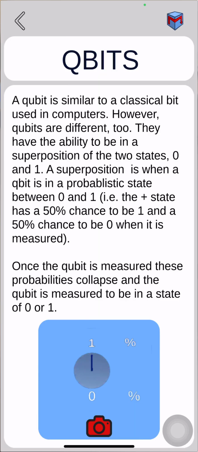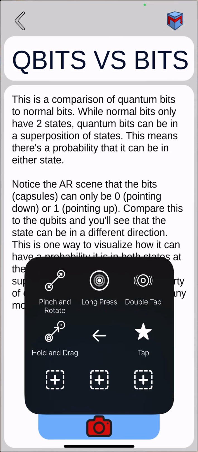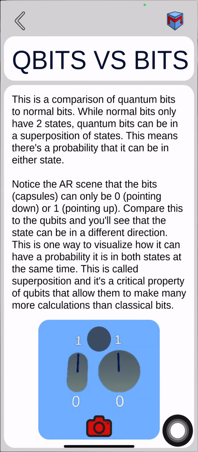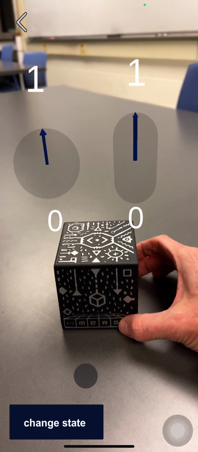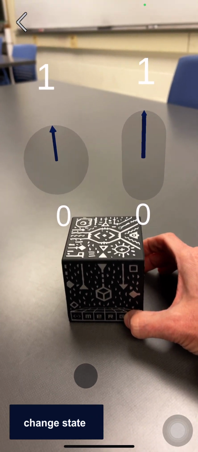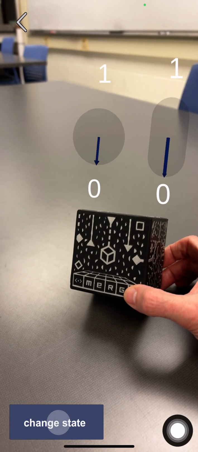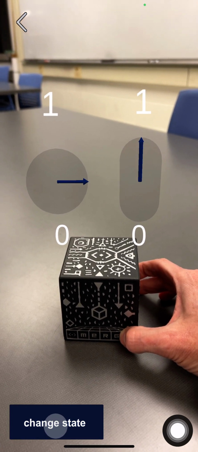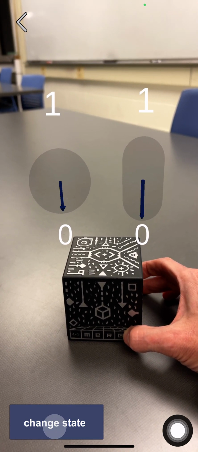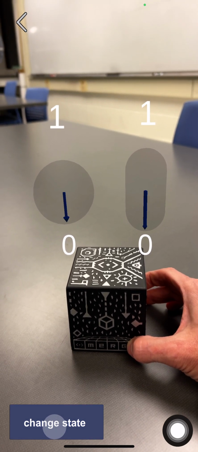Let's go now to qubit versus bits. I'm going to turn this on again. They can read about that, and then we can click on the AR button. This is comparing. You can see on the right we have the bit, and on the left we have the Bloch sphere representing the qubit. We can change state here. When we change state, the bit stays as 0 or 1, but the Bloch sphere, the qubit, can be in 0, 1, or any other angle. That represents a superposition of 0 and 1.